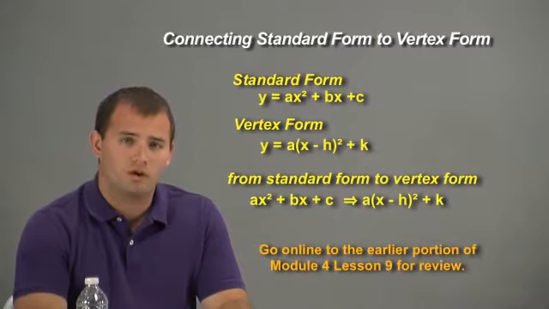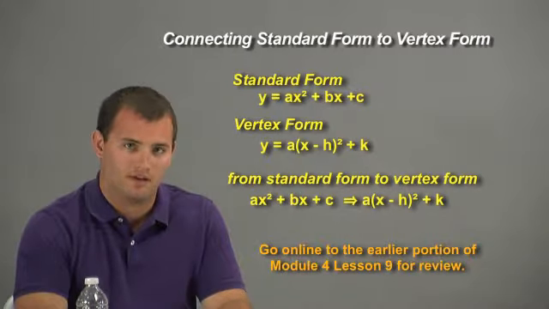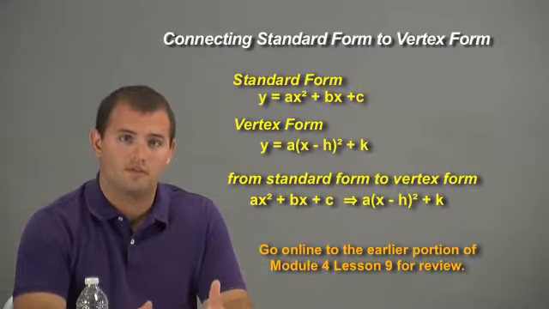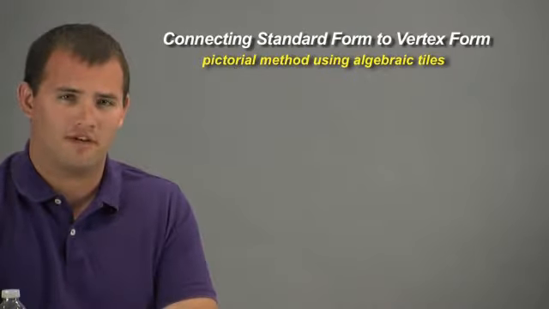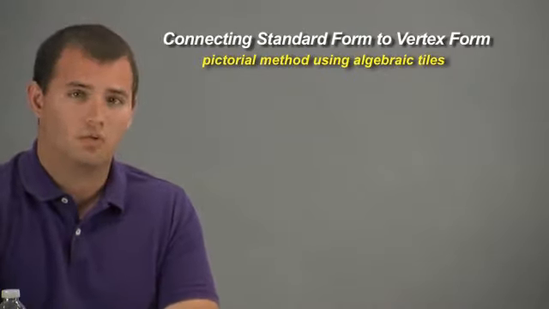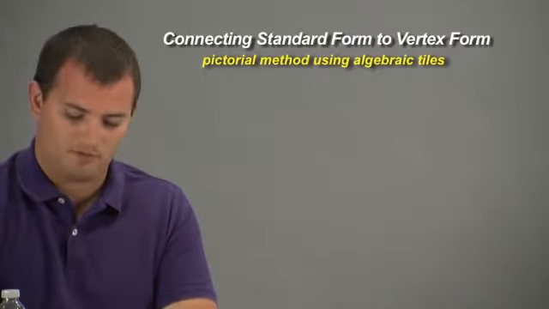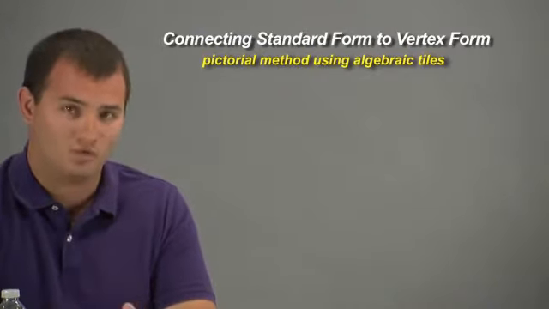We're going to do this modification using the completing the square method. If you need a review of this method, please see Module 4, Lesson 9 online. We're going to turn to a pictorial method using algebraic tiles. Bear with me as I lay down the foundation for this method. Here we're going to use squares and rectangles to figure out what we need to add to our equation.